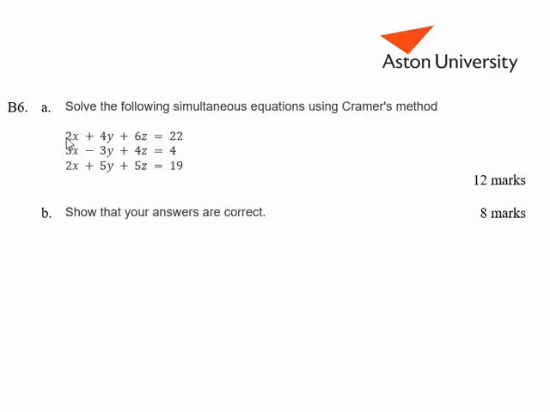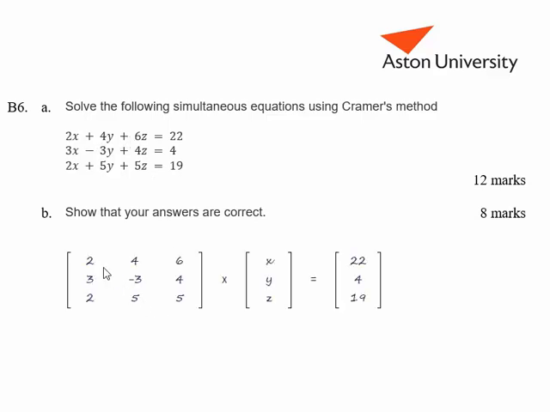So we look at the coefficients 2, 4, 6, and we put those into an array, 2, 4, 6. There's the x, y and z vector, and those are the constants on the right hand side. The next task is to calculate the determinant of this array. We'll write the matrix and then we repeat the first column and the second column.